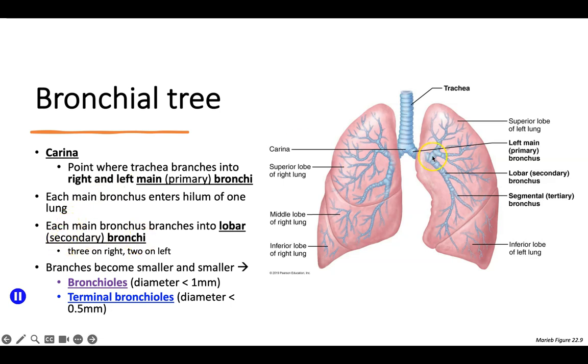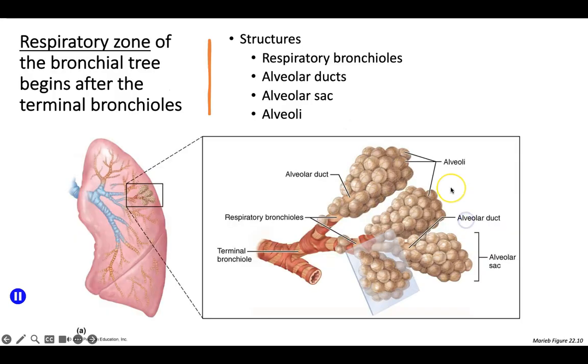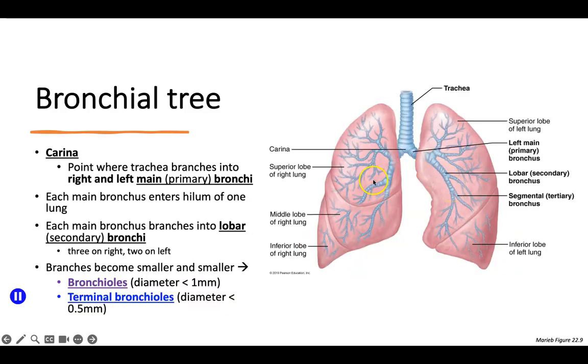So once entering the lung, the primary bronchi are going to split into what are called lobar bronchi or secondary bronchi. The reason they're called lobar is because each of those is going to target one of the lobes of the lung. So you can see over here in the right lung there are 3 lobes, and so there are 3 lobar bronchi. In the left lung there are only 2 lobes, so you only see 2 lobar bronchi.